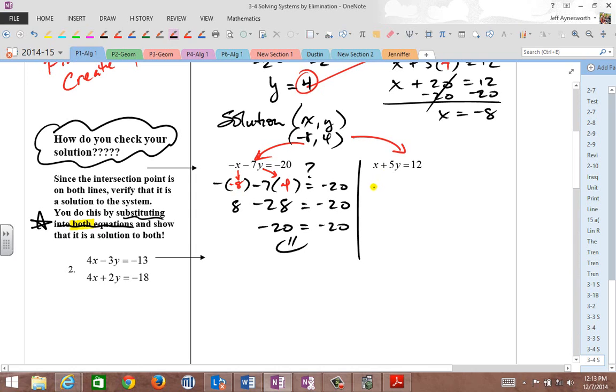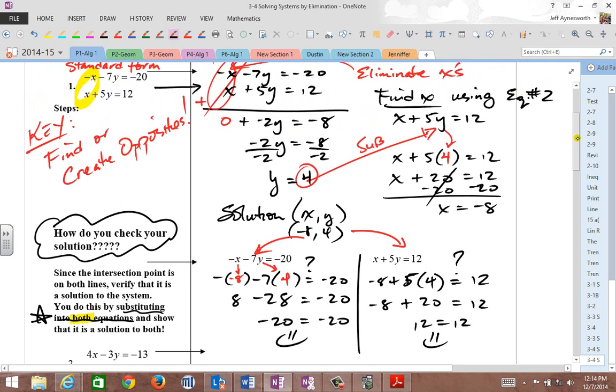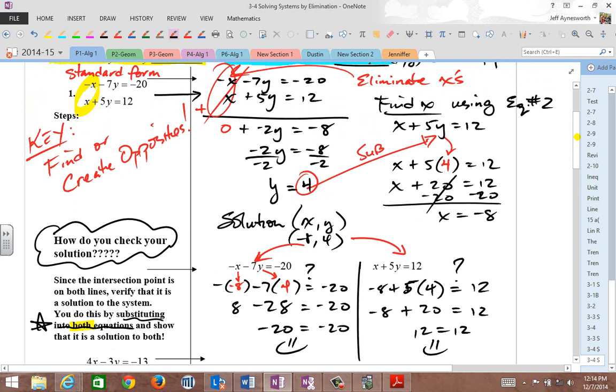So is negative 8 plus 5 times y, and this is a 5 here, times y, which is 4, equal to 12? I don't know. Let's find out. So is negative 8 plus 20 equal to 12? And the answer is yes. 20 minus 8 is 12. And so it's a solution to the second equation too. So we can see that our ordered pair, negative 8 comma 4, is actually correct because it satisfies both equations in the system. And you check that by substitution.